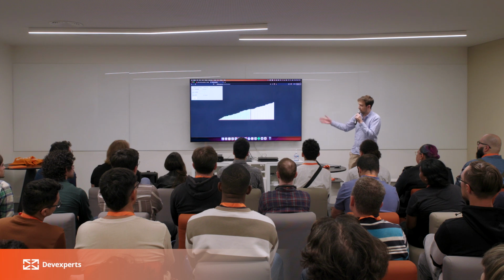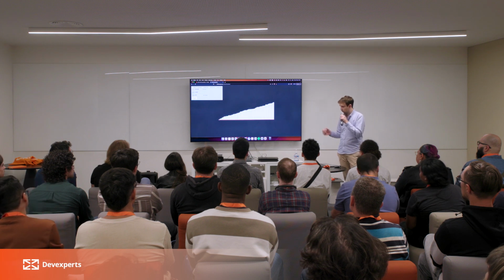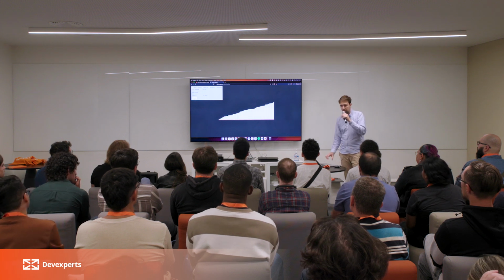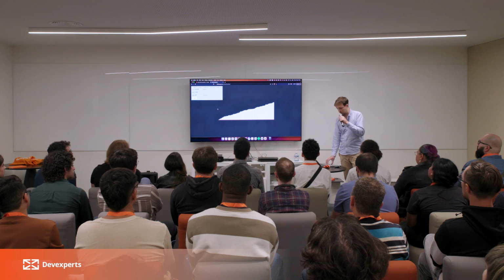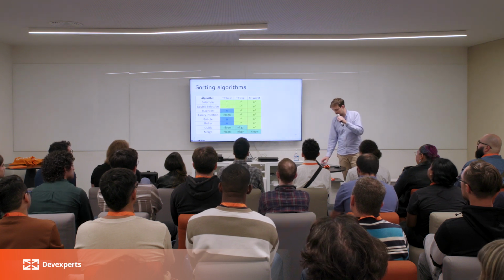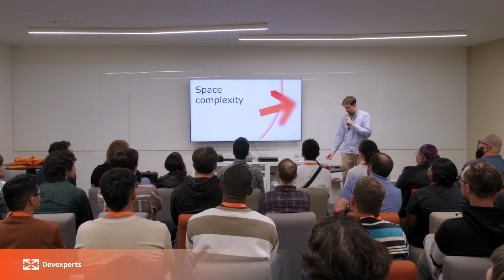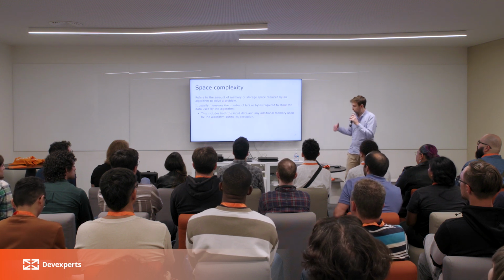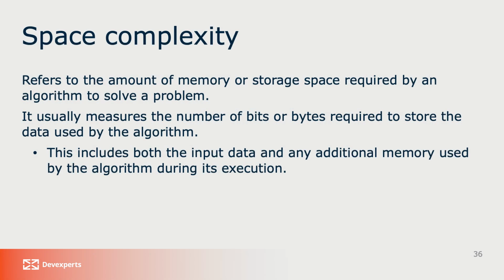It's going to be very, very fast and log n, just to see somewhat what's going on inside our sorting algorithms. Let's see now space complexity. Space complexity refers to the amount of memory or storage space required for an algorithm to solve a specific problem. It measures the number of bits or bytes required to store the data by an algorithm. This includes both input data and any additional memory used by the algorithm during the execution.